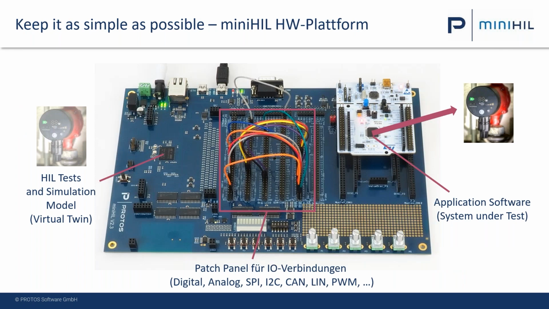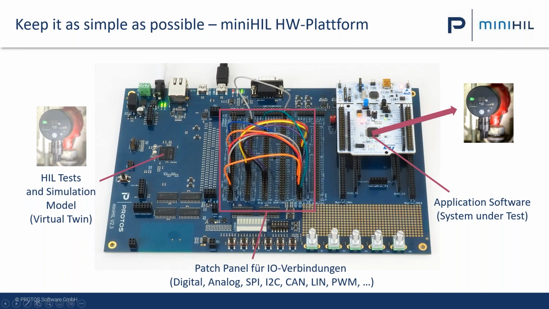Let's have a closer look at the hardware. Let's start with the hardware setup of a miniHIL board. The blue board here is the miniHIL. We have adapters for microcontrollers. In this case, it's a standard evaluation board of an STM32, Cortex M4. In this case, it's a pump control. What we are testing, the system under test, is the software on this microcontroller. So we test the software on the microcontroller at the pins of the microcontroller. Typical things are PWMs, SPI, I2C, analog, digital, and so on.